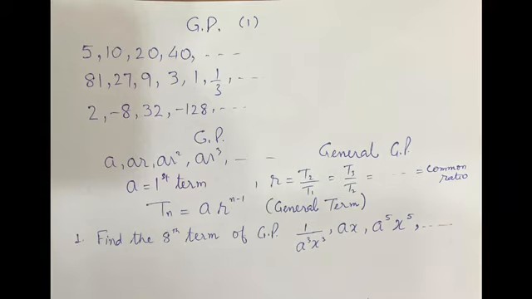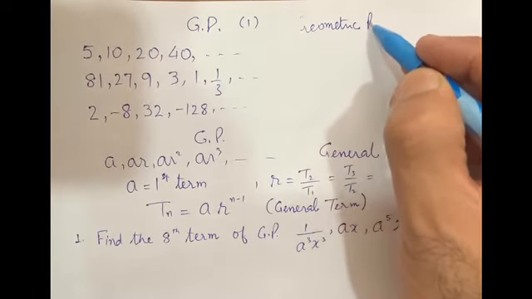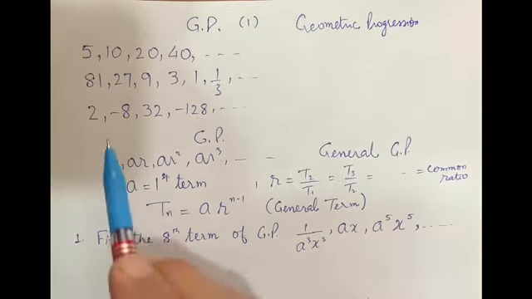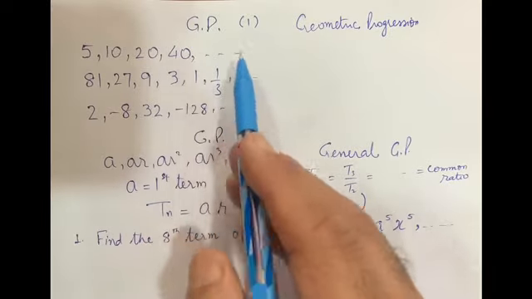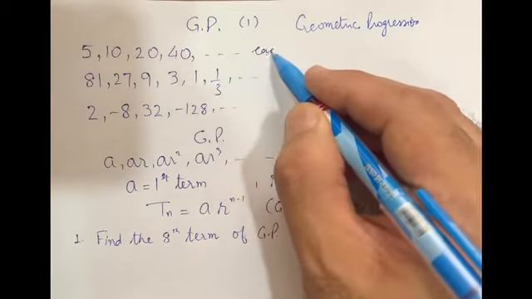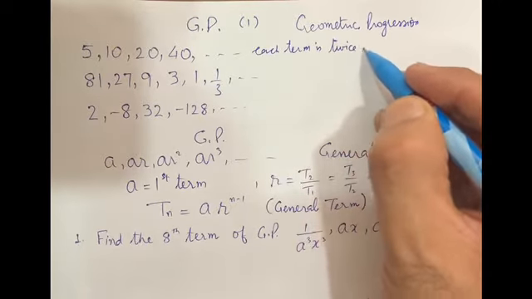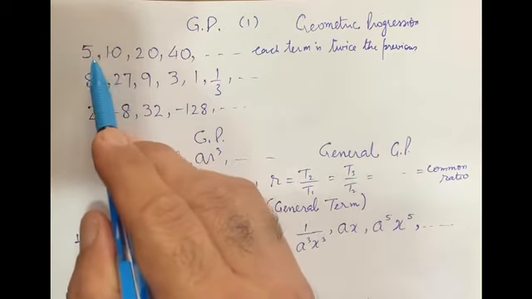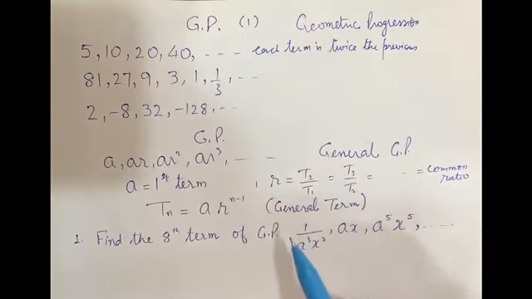Welcome back, students. We'll start geometric progression, GP. This is an example of geometric progression: 5, 10, 20, 40. So what do we observe? We observe that each term is twice the previous term. So this is twice of this. 20 is 2 times 10, 40 is 2 times 20, and so on.